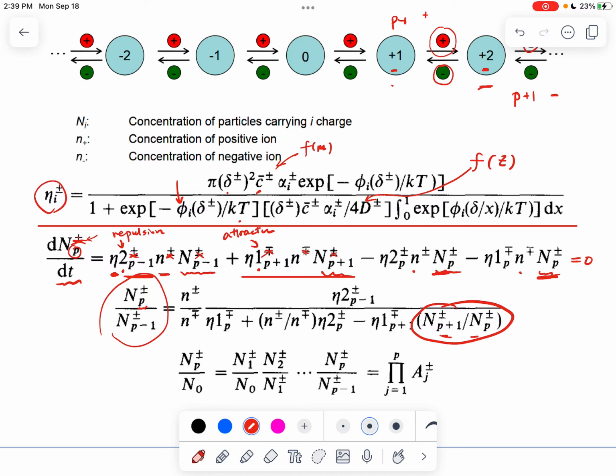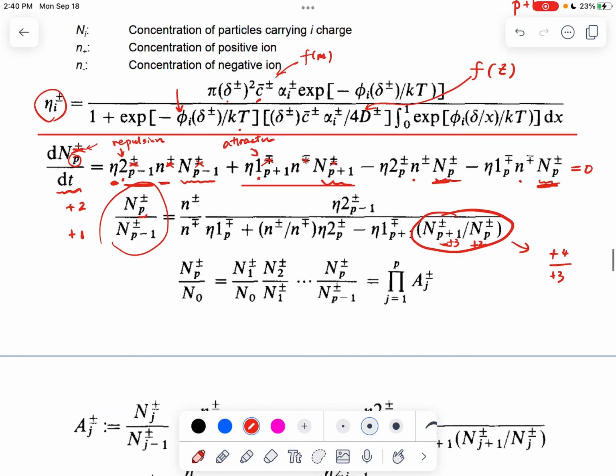So this is kind of like an iteration process, right? The ratio of particles carrying 2 charges over the particles carrying 1 charge is dependent on the ratio of particles carrying 3 charges over the particles carrying 2 charges. And further, it's a function of the concentration ratio of particles carrying 4 charges over 3 charges, right? So you can build this iteration here.